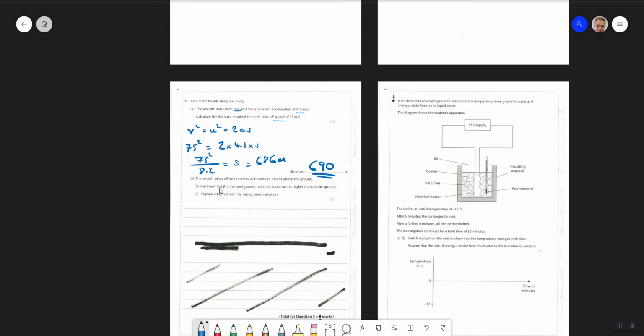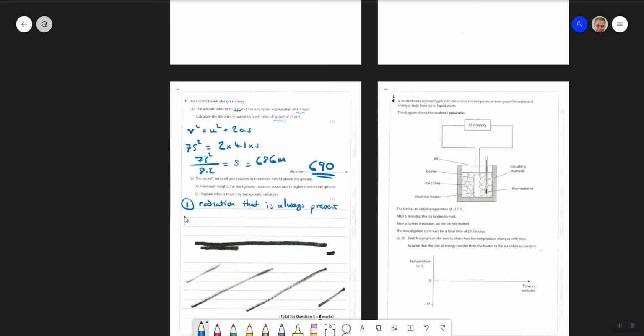The aircraft takes off, reaches its maximum height above the ground. At maximum height, the background radiation count rate is higher than on the ground. Explain what is meant by background radiation. So, for background radiation, your first marking point is an idea that it's radiation that is always present. So wherever you are, there is background radiation, stuff that's always present.